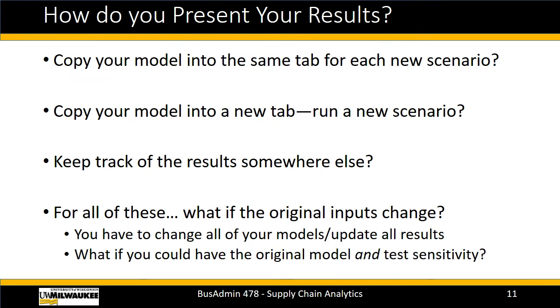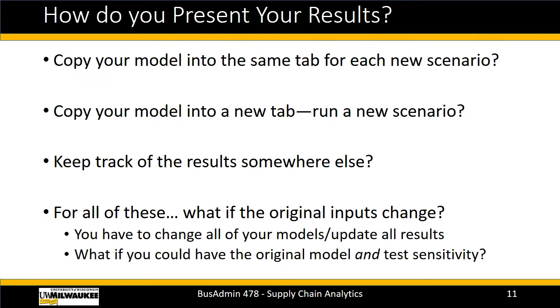So thinking this through, how do you present your results? If you wanted to show someone all of the different values for profit based on all of the changes in variables, what could you do? Well, you can have your model and you can copy it to a different tab. You might have 55 different tabs with all the different variations. You can copy it, move things around. You can keep track of the results somewhere else. There are a lot of different things.